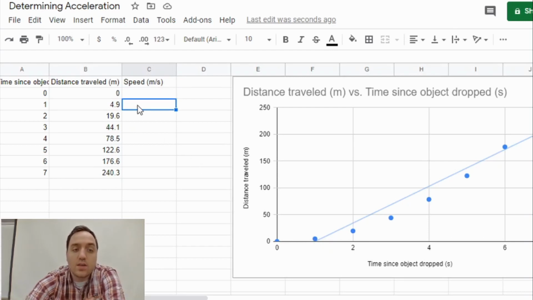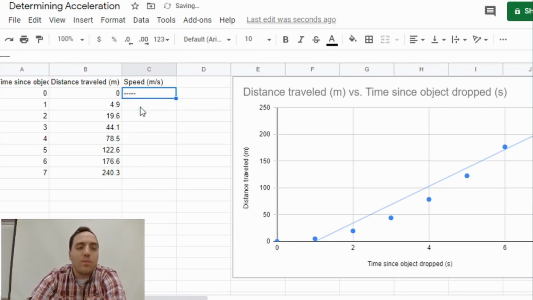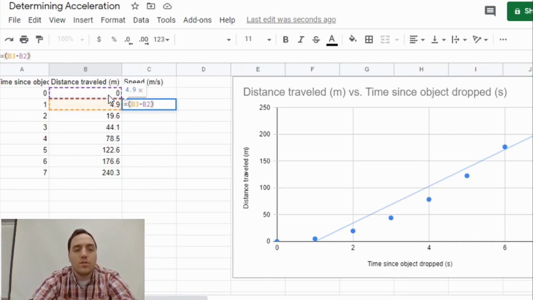So in this case, what I do is I subtract my distance traveled and divide by my time. With a computer, I can set this up to be automatic. I won't be able to get a first data point for this section here because I don't have anything to compare it to, but everything else from then on I can. So I'm just going to set up a formula really quick, like so, and it'll do all the work for me.